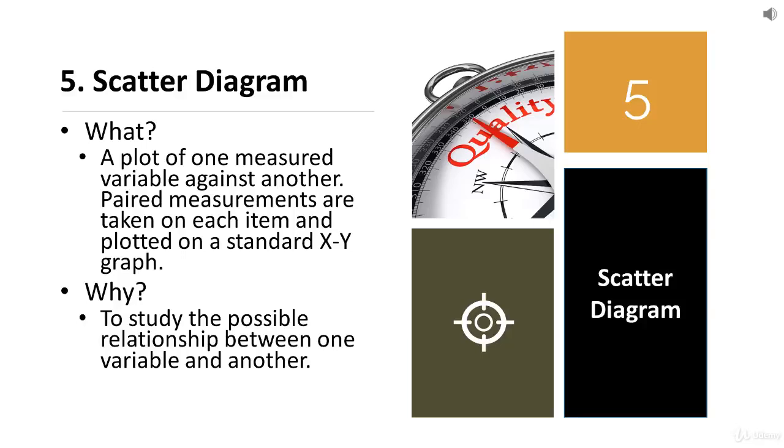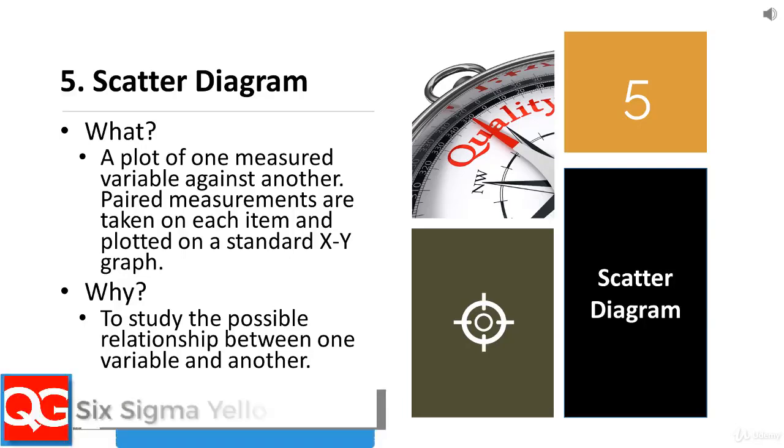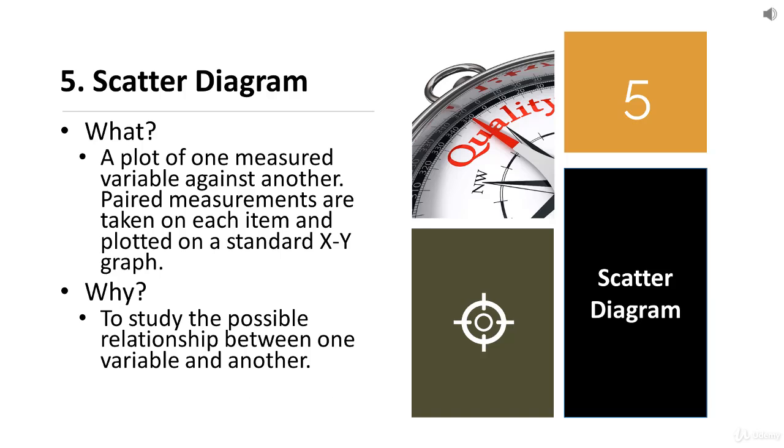The fifth tool in this list of 7 tools is scatter plot. Scatter plot is basically a plot between two variables. One variable is dependent and the second one is independent. Let's take an example of ice cream sale.